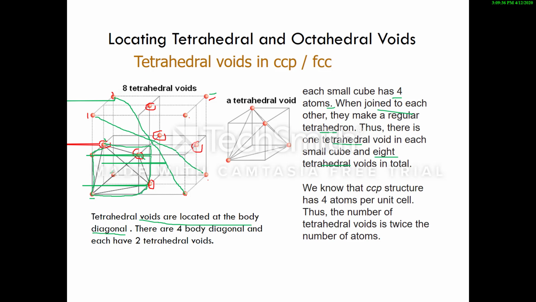And on each body diagonal there are 2 tetrahedral voids. Clear? There are 4 body diagonals and there are 2 tetrahedral voids on each. So how many total tetrahedral voids are there? There are 8 tetrahedral voids.